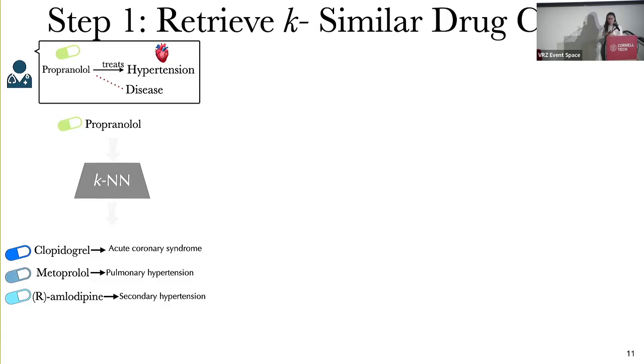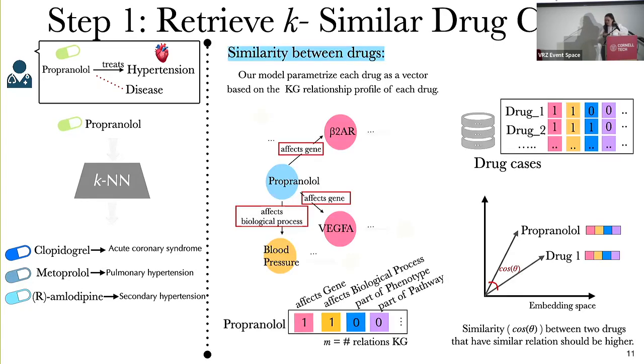So again, the first step is to retrieve similar drug cases. We perform a nearest neighbor search. And as you can see, the top predictions that we're getting are also treating heart-related issues such as acute coronary syndrome, pulmonary hypertension, and so on. And this nearest neighbor search is done in a very simple way.